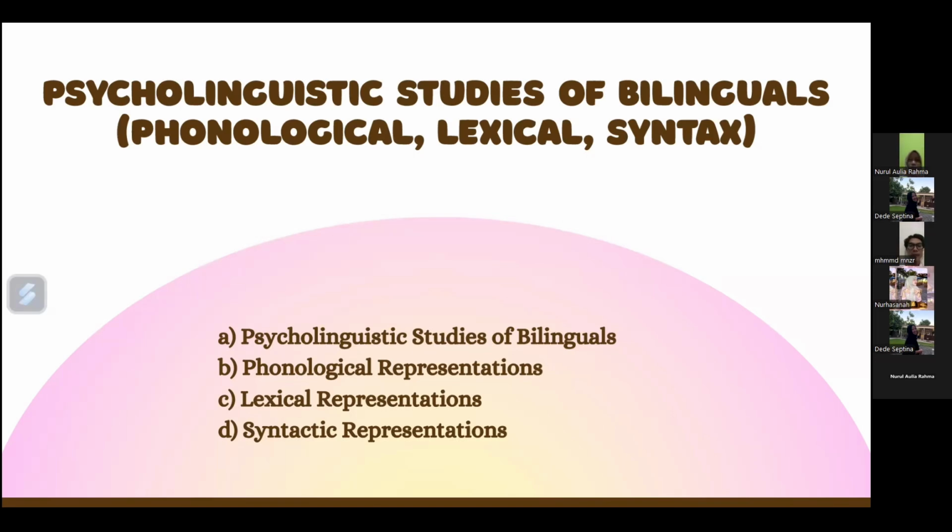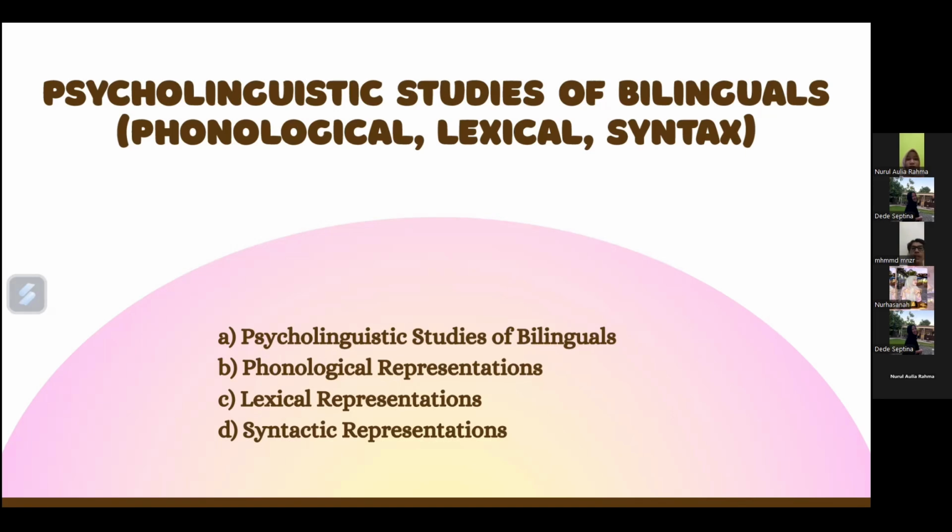Bilingualism affects different levels of language processing, including phonological, lexical, and syntactic representation. Studies have explored how bilinguals store and retrieve sounds, words, and sentence structures, revealing both shared and distinct cognitive mechanisms. These studies help understand how bilinguals manage two language systems and how these systems interact during speech comprehension and production.